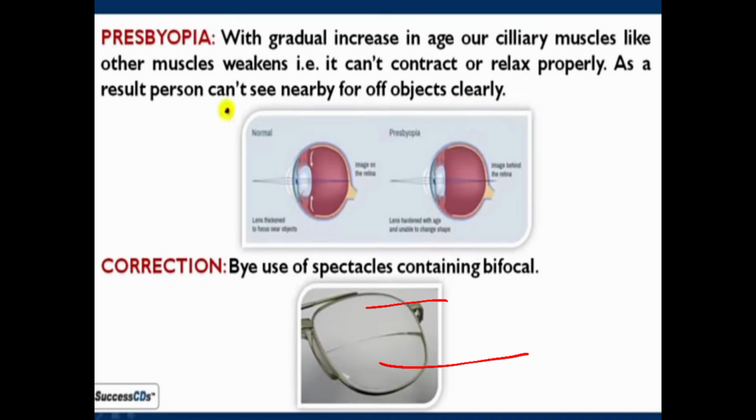Presbyopia is just that with increase in age, our ciliary muscles, like other muscles in our body, weaken, and that's why the person is unable to see nearby and far off objects clearly, because the ciliary muscles can neither contract nor relax properly, and it can be corrected by wearing bifocal lens.